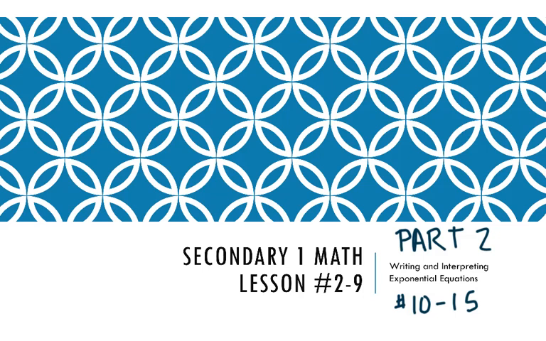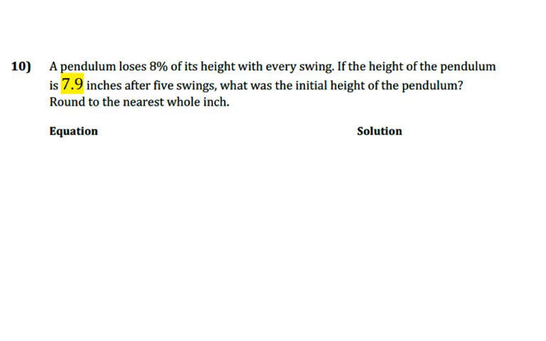This is the Part 2 video of Lesson 2-9 for Secondary 1 Math, Writing and Interpreting Exponential Equations. Number 10. A pendulum loses 8% of its height every swing. If the height of the pendulum is 7.9 inches after 5 swings, what was the initial height of the pendulum? Round to the nearest whole inch.